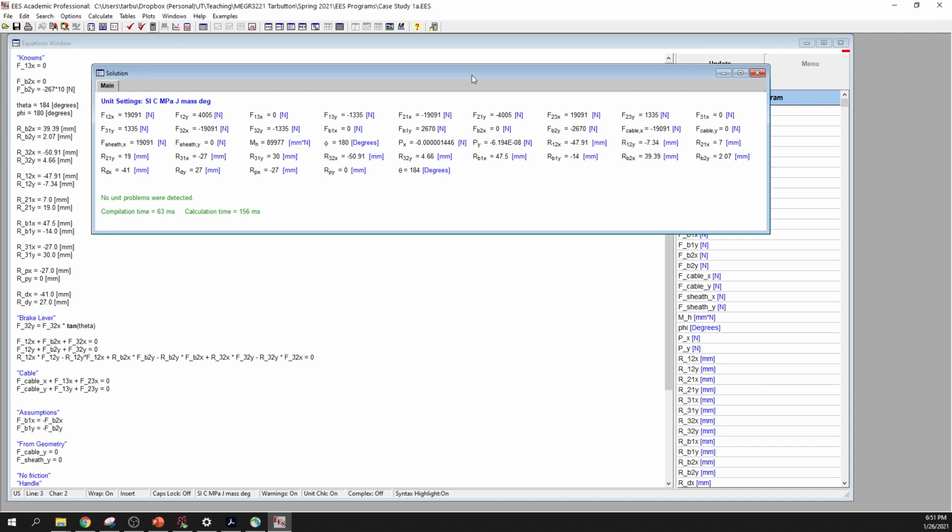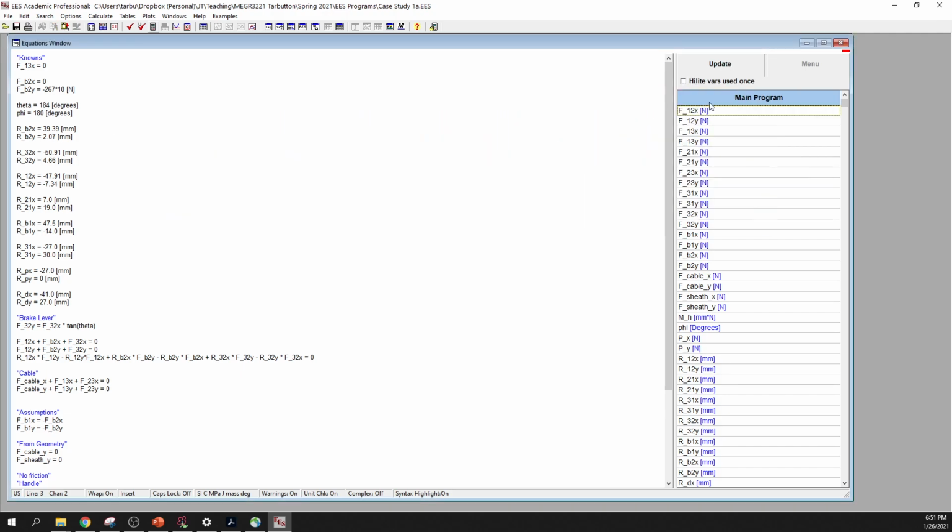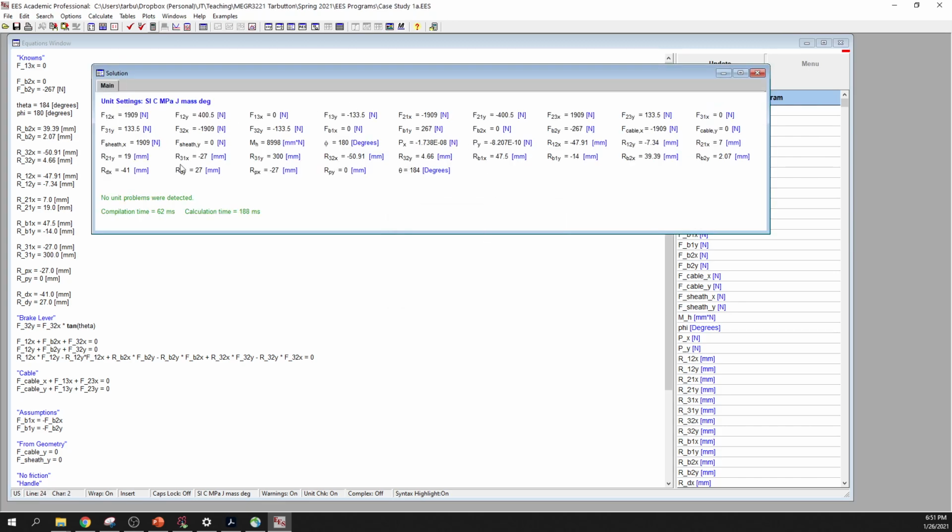Another good thing as well is if you are working on a design problem and you realize you have too much load here, and let's say you need to make something bigger, well, you can go in and you can edit these variables. It's as simple as just editing them and then running them again and then seeing what happens.